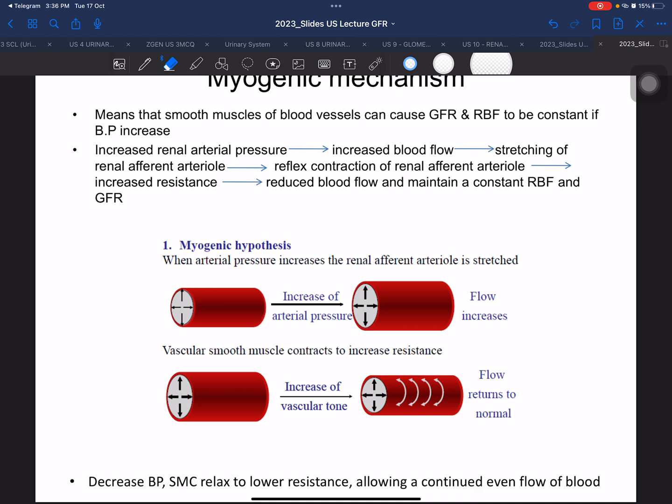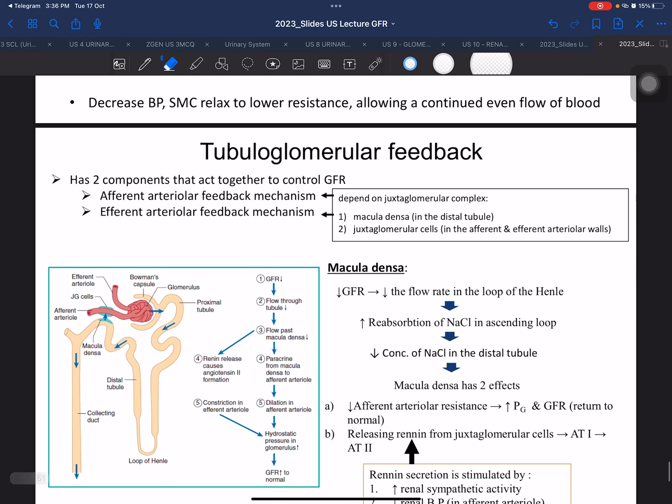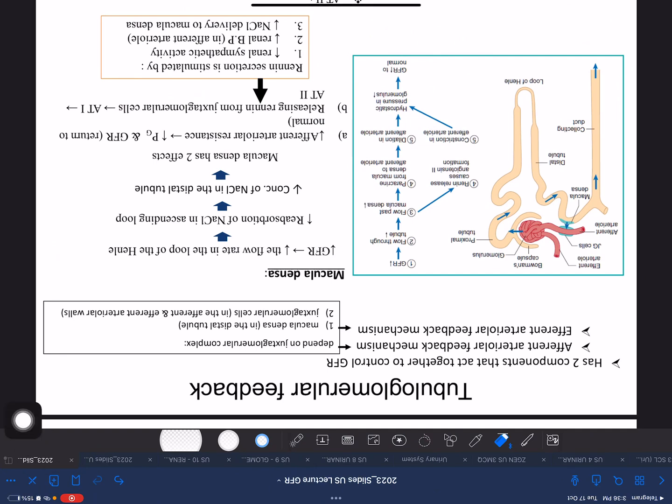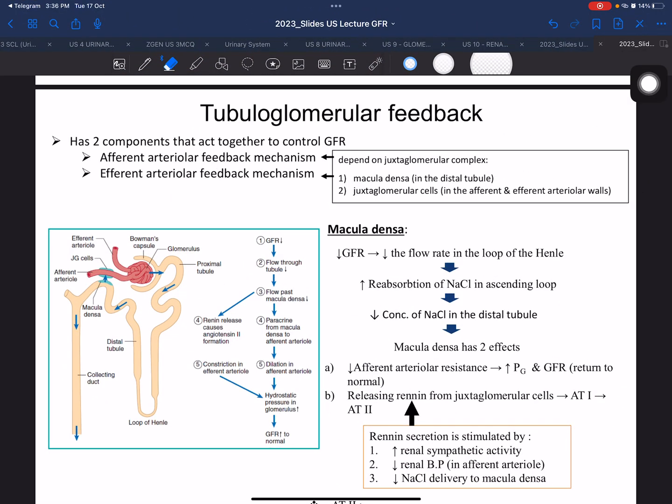The next mechanism is tubuloglomerular feedback. In this one they have two components that act together: the afferent arteriolar feedback mechanism and the efferent arteriolar feedback mechanism. This is the one where we look at tubuloglomerular feedback. We are referring to the juxtaglomerular complex, the JGA, which has the macula densa in the distal tubule, and you have the juxtaglomerular cells in the afferent and efferent arteriolar walls.